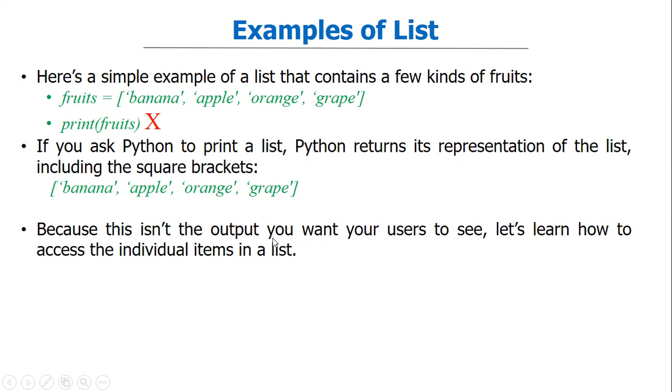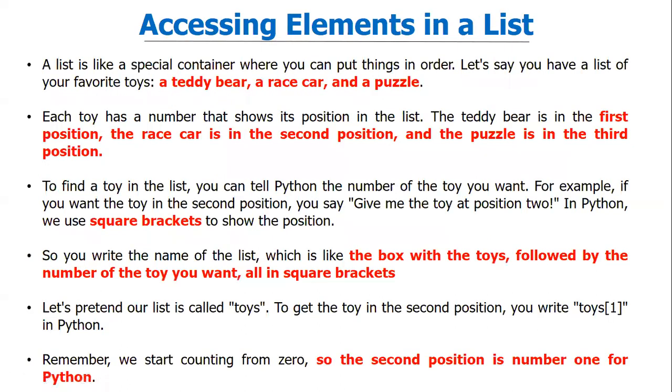Because this isn't the output you want your users to see, let's move ahead and learn how to access the individual elements or individual items in a list. Now, accessing elements in a list. A list is like a special container where you can put things in order. Let's say you have a list of your favorite toys: a teddy bear, a race car, and a puzzle.